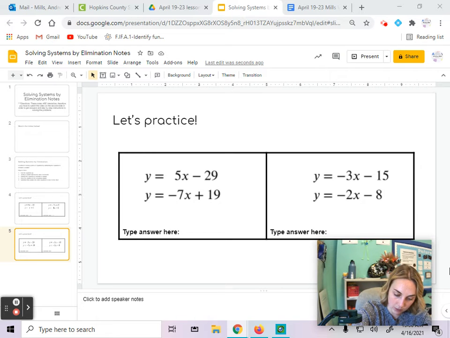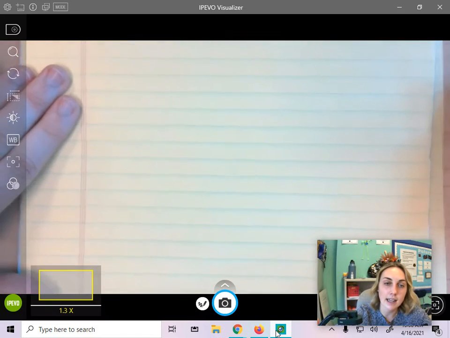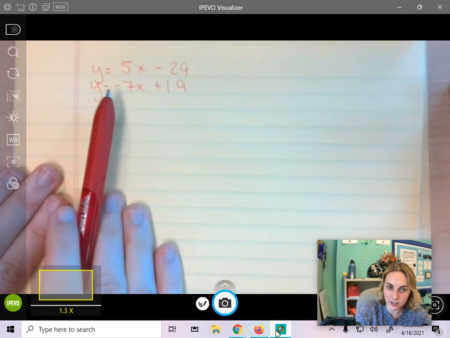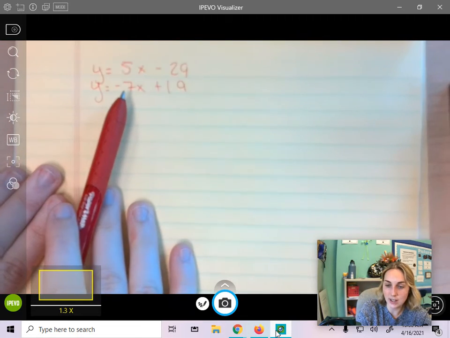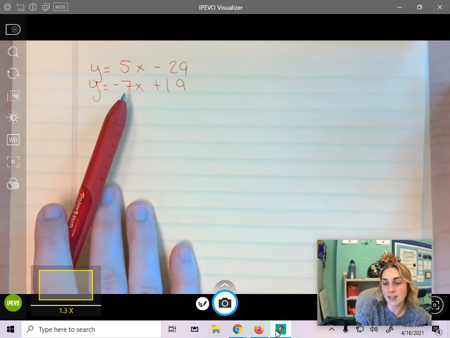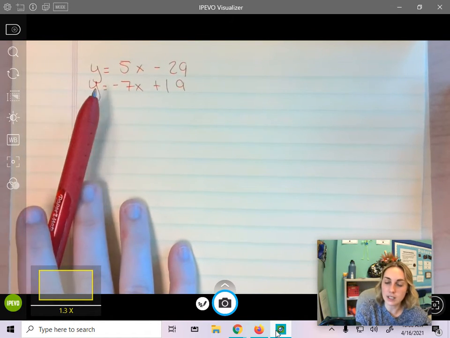So I have y is equal to 5x minus 29, and then I have y is equal to -7x plus 19. Alright, cool. I went ahead and I lined them up, okay? Now I'm going to locate which variable has the same coefficient. If I look at my x value, its coefficient is 5 and then -7. That's not the same number, so I'm going to look over here instead.